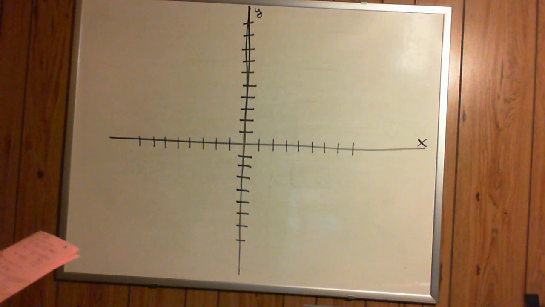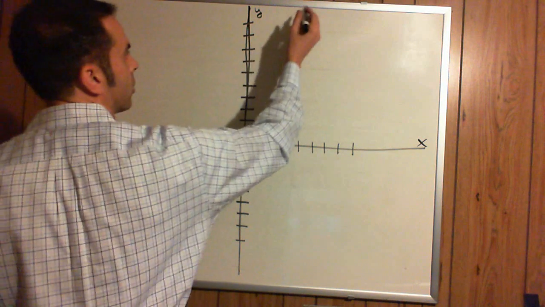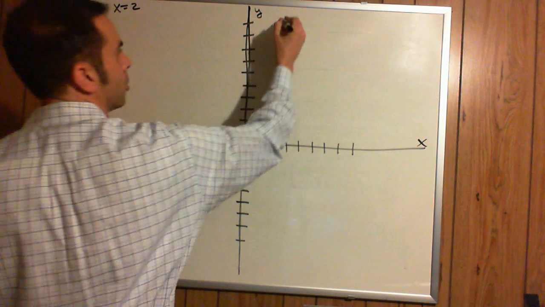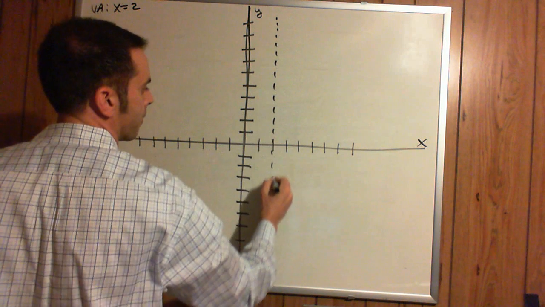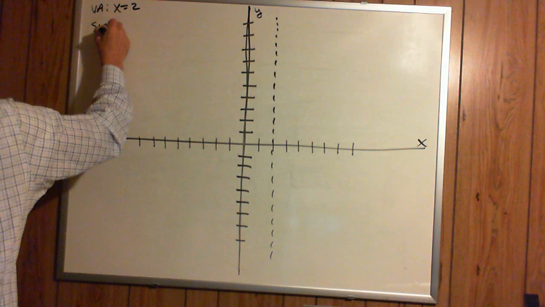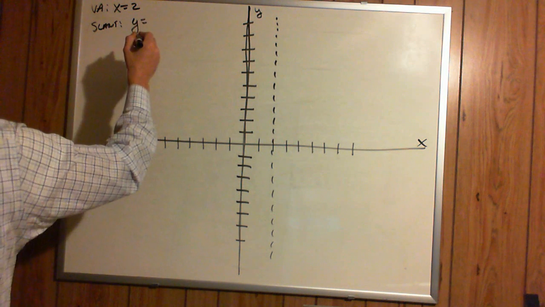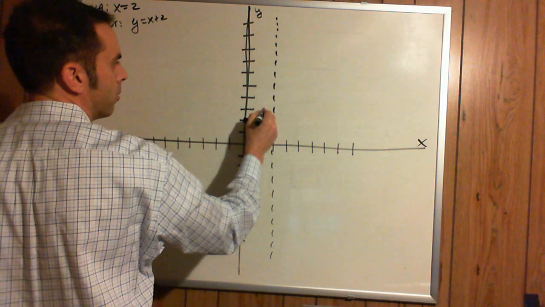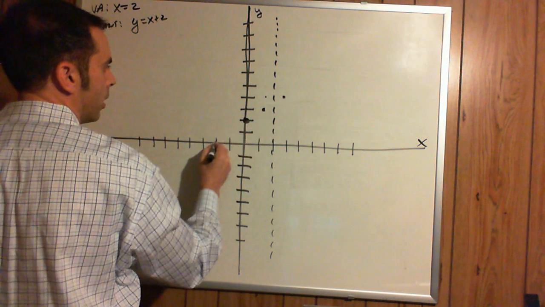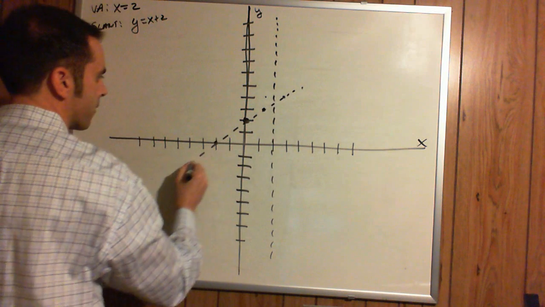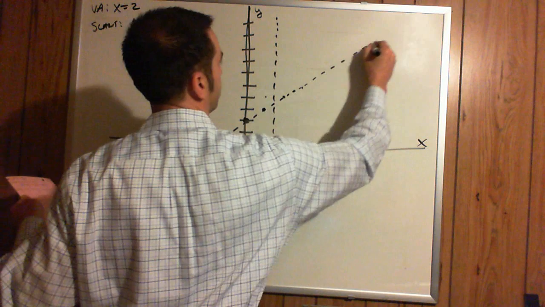Okay, so let's put in our vertical asymptote, which is at x equals 2. So just to recall that there was a vertical at x equals 2. There it is. Let's put in the slant. There was a slant, as you recall, at y equals x plus 2. So that's up 2. Up 1 to the right 1, up 1 to the right 1, and up 1 to the right 1. And there's the slant asymptote.